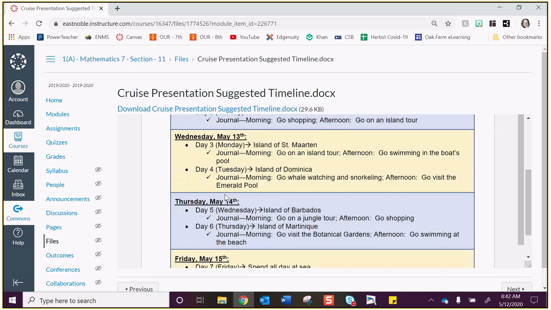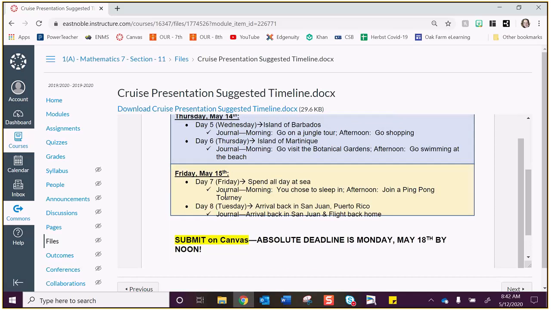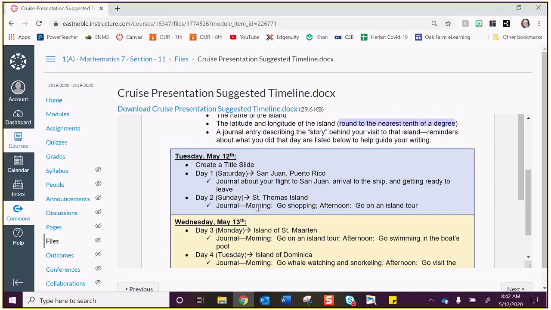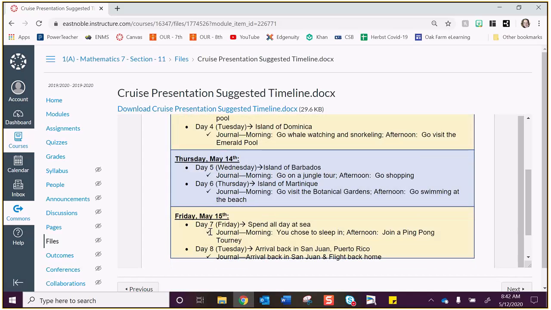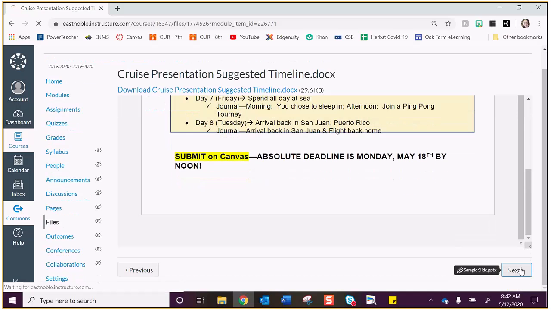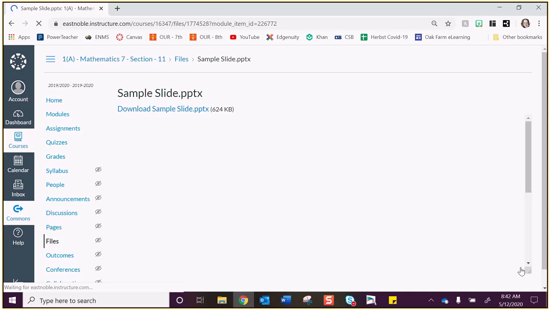We'll go over Wednesday through Friday. On those days, you will submit it on Canvas. I haven't created the assignment yet, excuse me, but I will. You're welcome to work ahead because all of the information is here. If you want to be done before Friday, that's all up to you. Okay, then the last piece of information is just a sample slide that we created on PowerPoint.